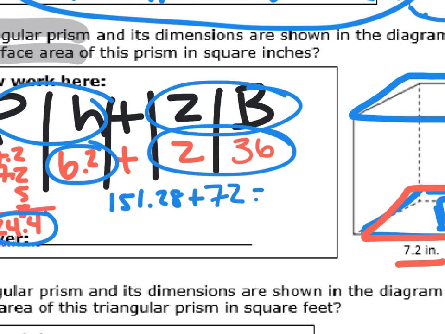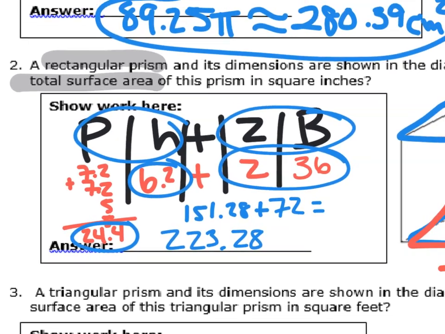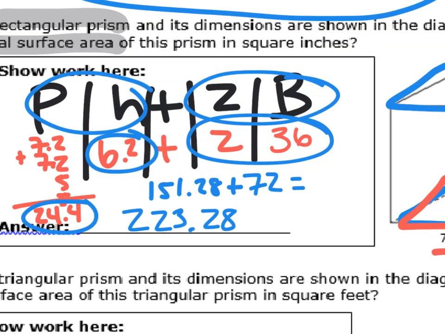Now I'm just going to add 151.28 plus 72 is 223.28. My unit was inches, and we're talking about surface area, so that's area that's squared.